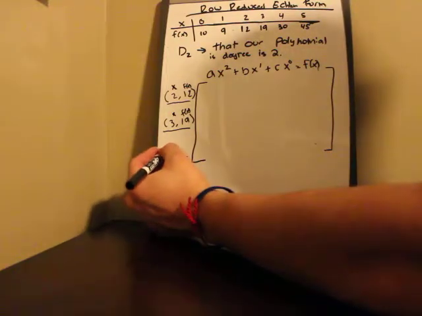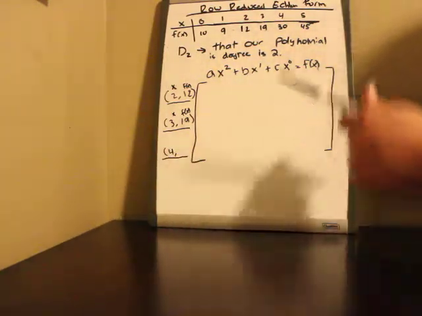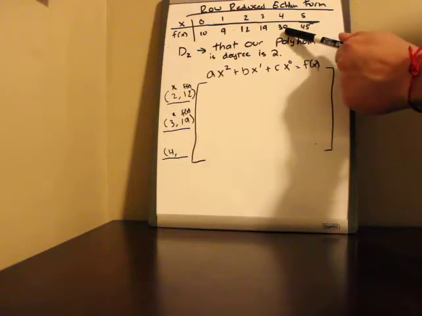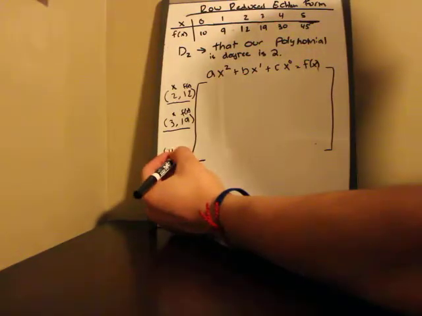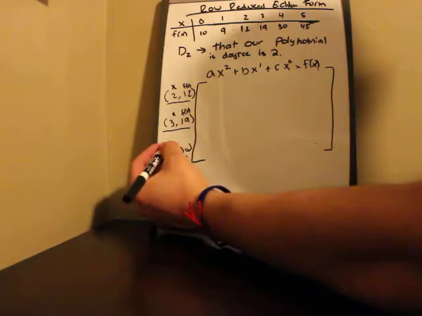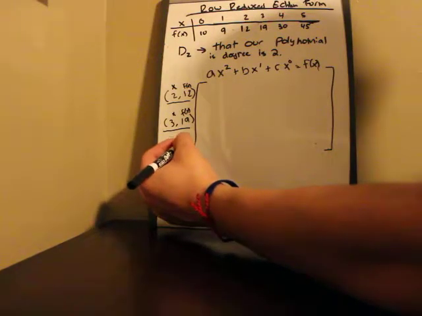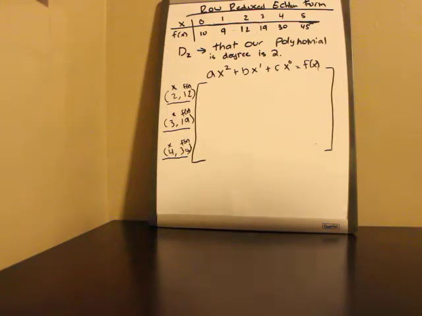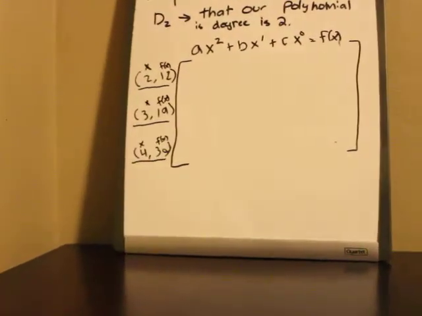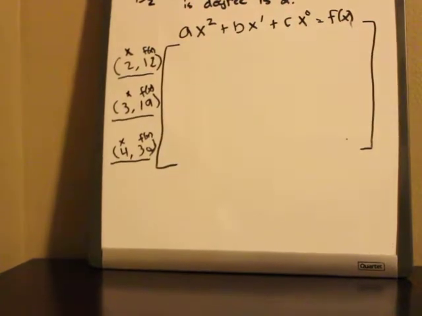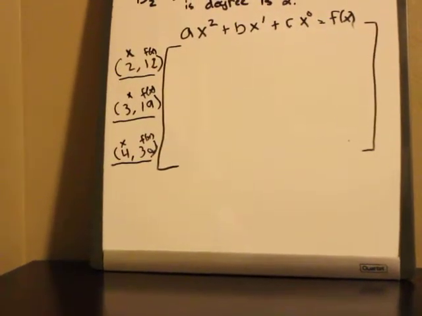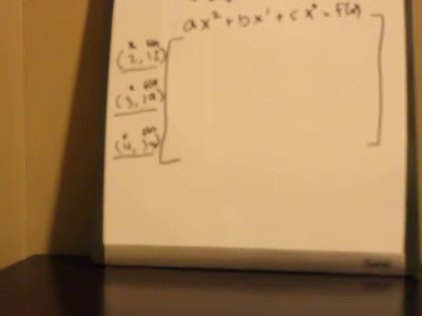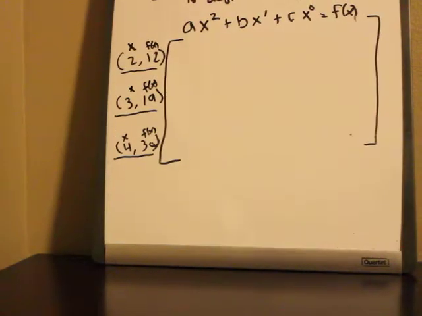So we get 4. My input's 4. What's my output? That's right, that's 30. So I'm going to put that right there. This is x. This is f of x. Okay, now I'm going to just go ahead and zoom in a little bit. So I hope you got all that information down. Right there. Good. Let me just zoom in, make sure this is perfect.